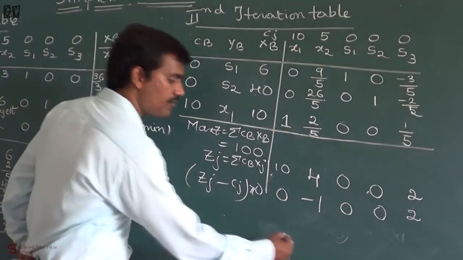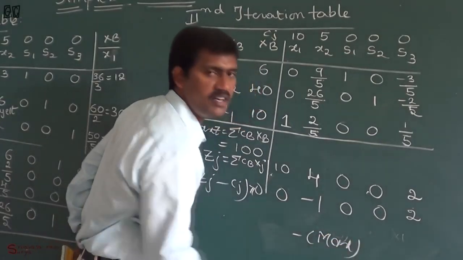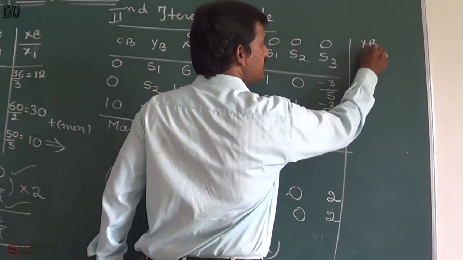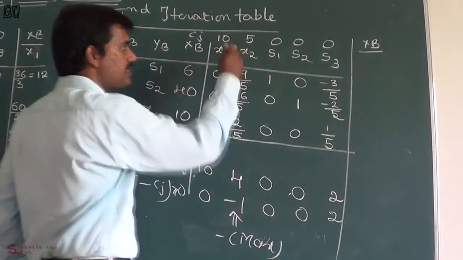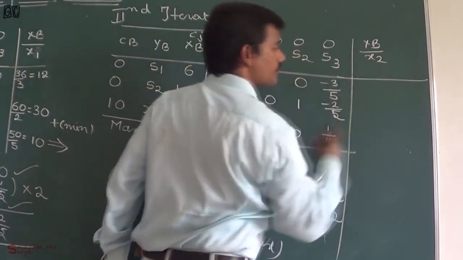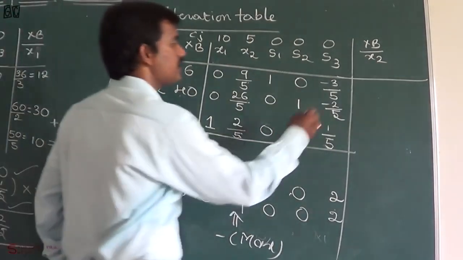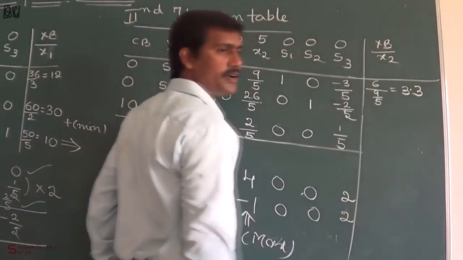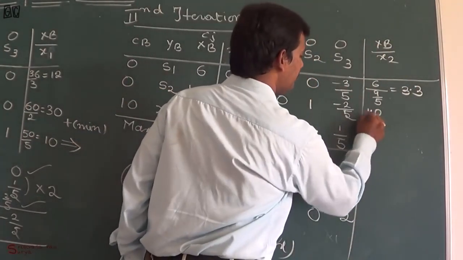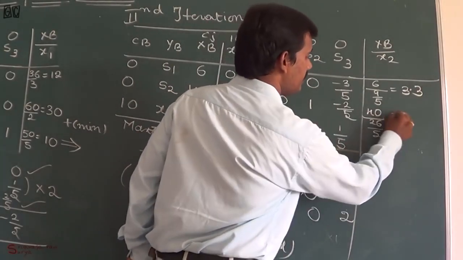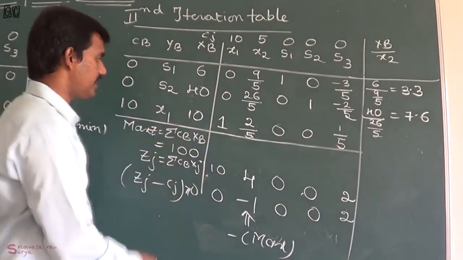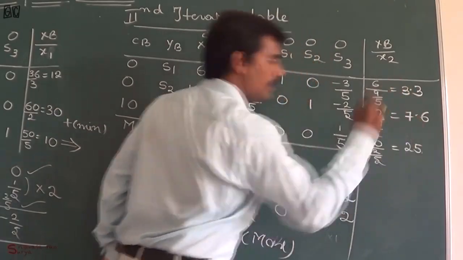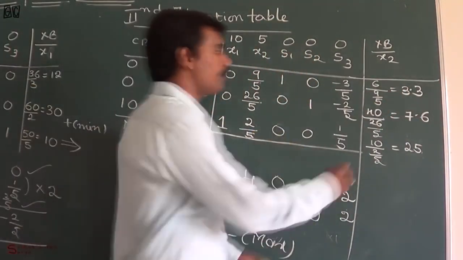So the same process as before, we have to consider minus of maximum. Luckily we have only one value, that is minus 1 only. After this we have the minimum ratio rule as usual, XB by, in this case, this arrow will represent x2. That is XB by x2, that is 6 by 9 by 5, the answer is 3.3. Again, that is 40 by 26 by 5, that is 7.6. And we have 10 by 2 by 5, that is obviously 25.